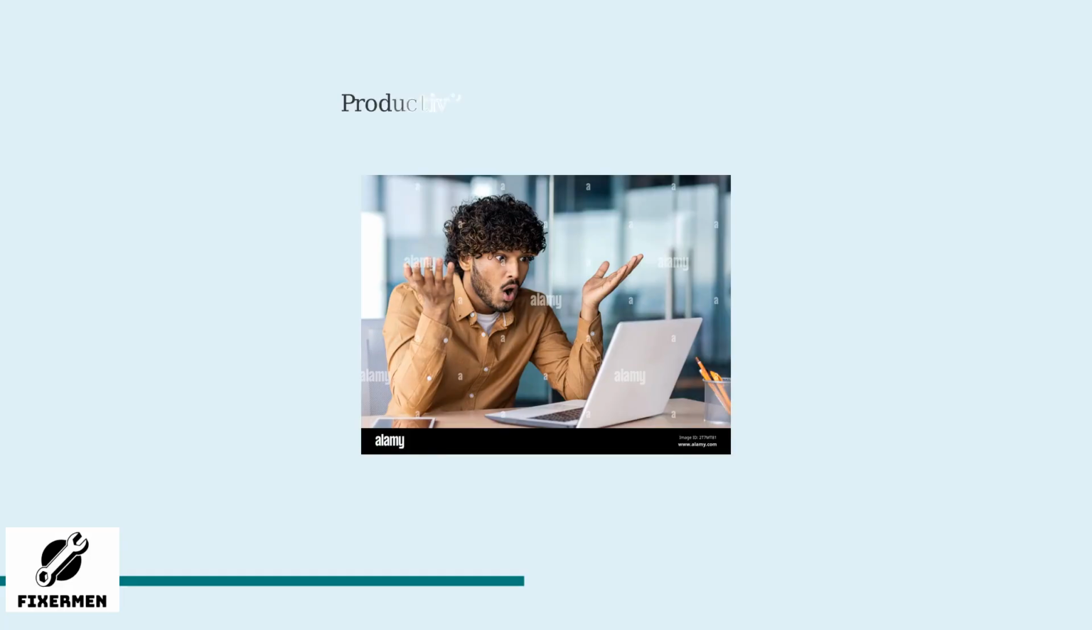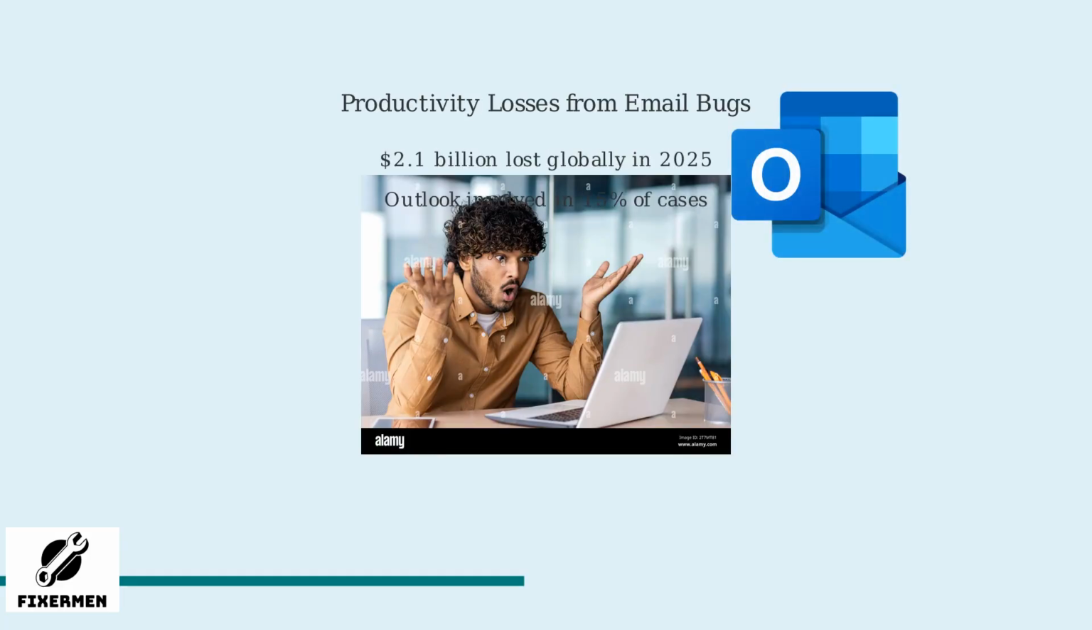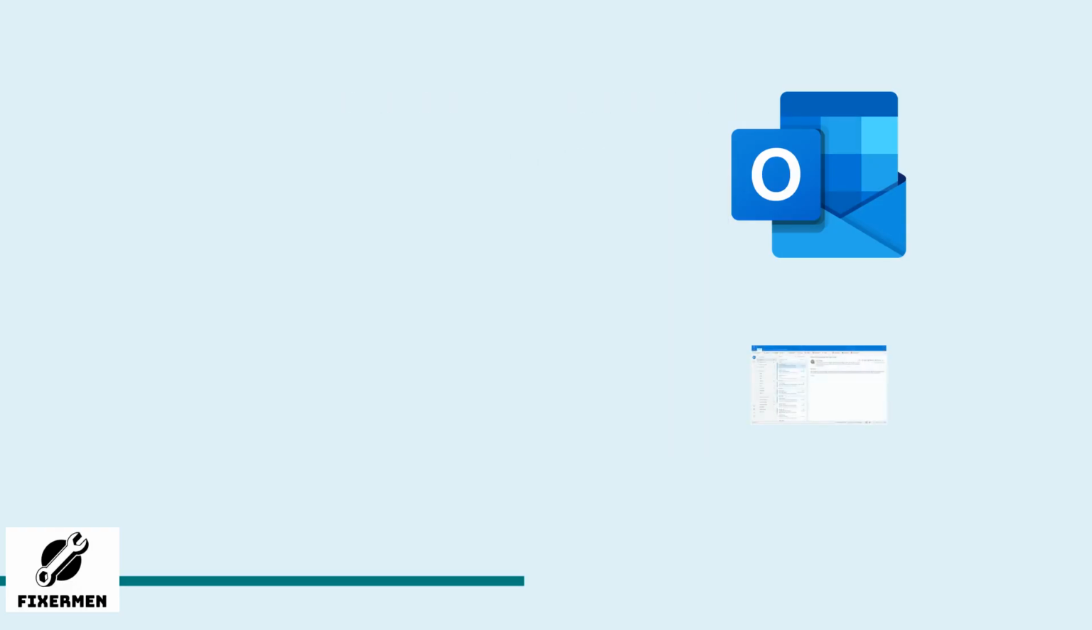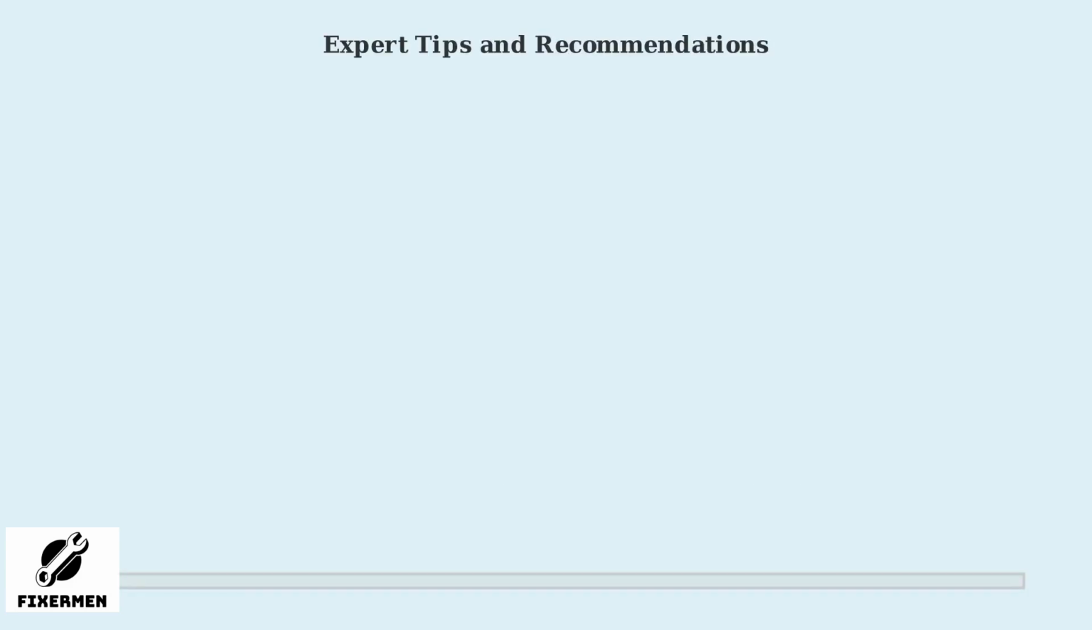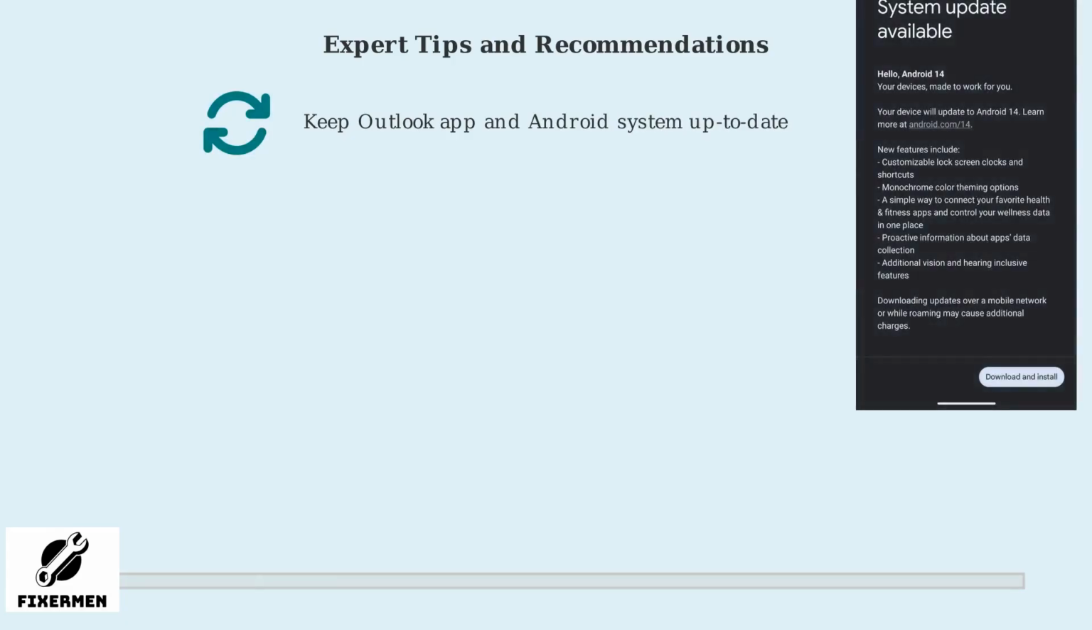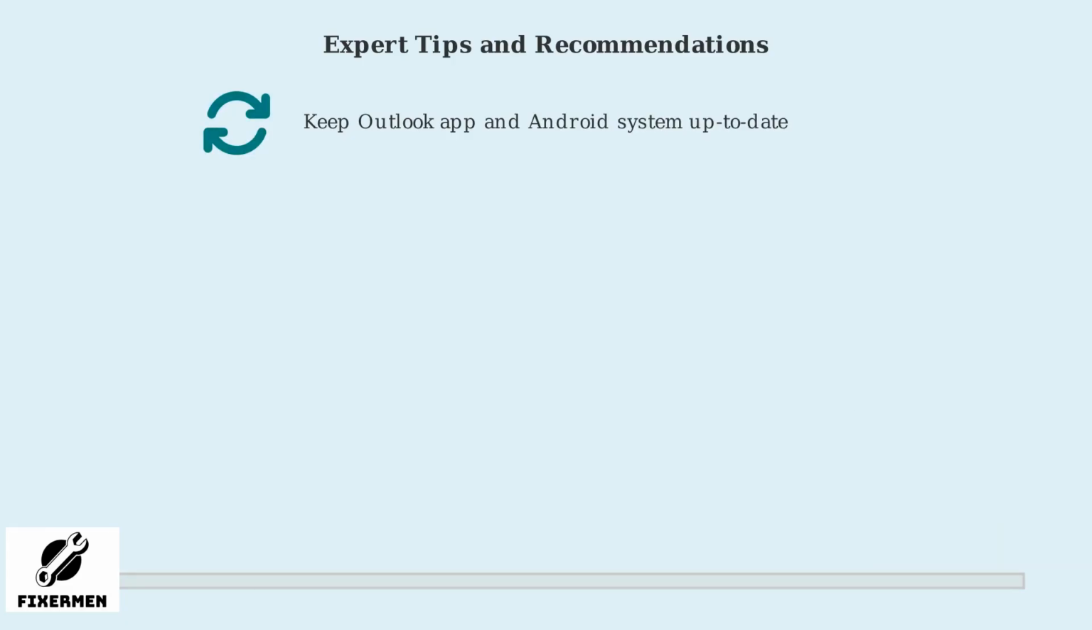Email app bugs can lead to significant productivity losses for businesses. In 2025, these issues cost businesses $2.1 billion globally, according to Gartner estimates. Outlook was implicated in 15% of these cases, causing delays and frustration for millions of users. Experts recommend keeping your Outlook app and Android system up to date. This ensures compatibility with the latest features and security patches. Regular updates prevent many common issues before they occur.